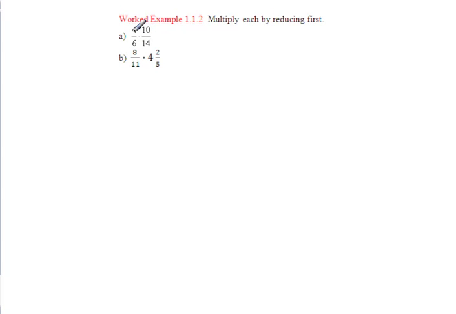So let's look at the 4 and the 6, for example. We can divide each of these by 2. So let's break this down. 4 divided by 2 is 2. 6 divided by the same number is 3.